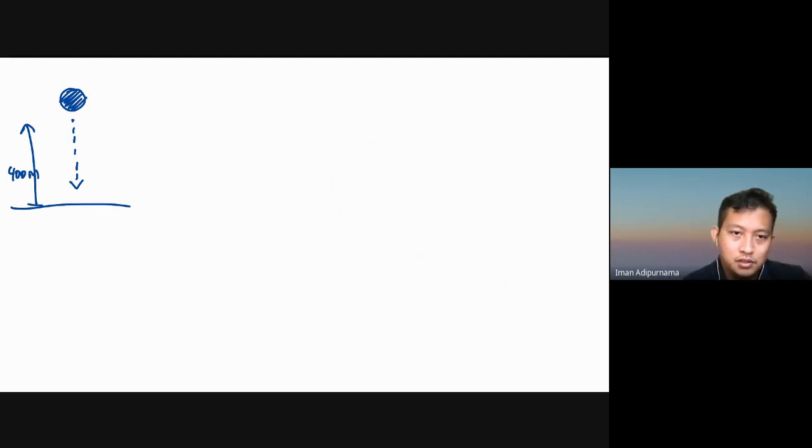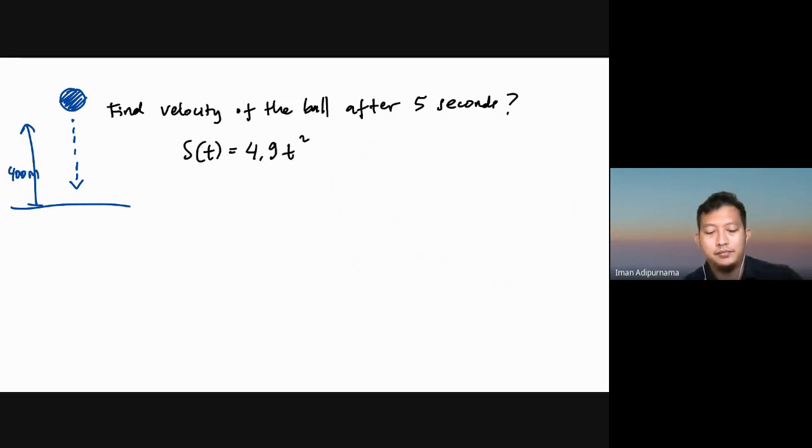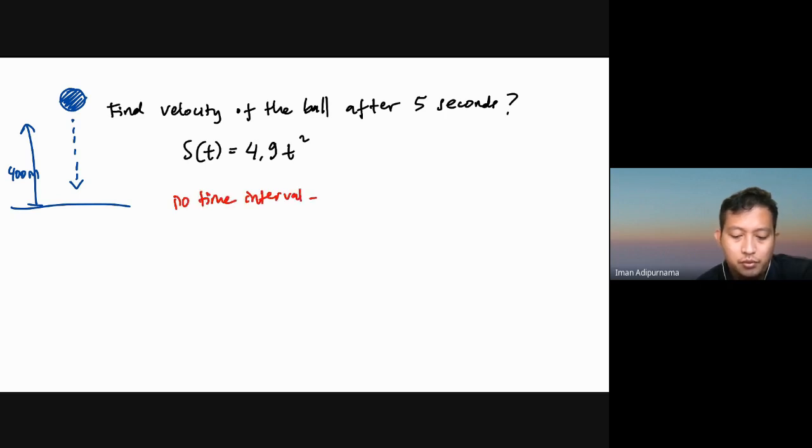So you drop the ball, not really throwing it, just dropping the ball. And you need to find the velocity of the ball after 5 seconds. And you have the distance function s with a variable t. You have 4.9 t squared. Okay. So what is the problem with the question here? You need to find the velocity, but there is no time interval, right? That's the important thing here. No time interval. So what will happen?